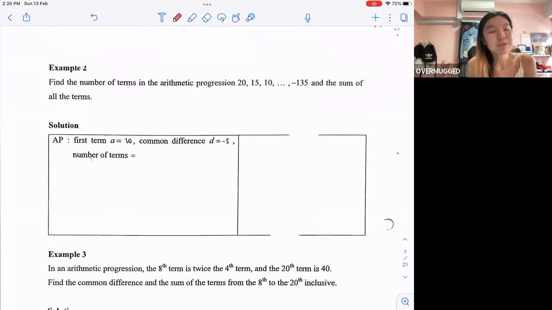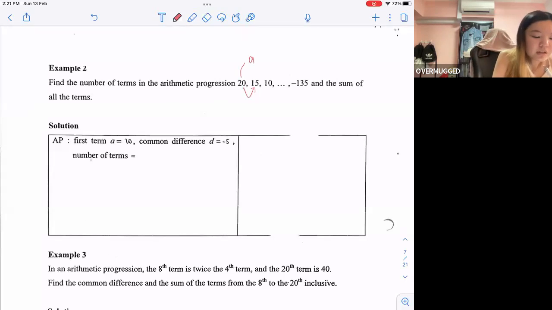Example 2. Find the number of terms in the arithmetic progression 20, 15, 10, and so on, and the sum of all the terms. So the first term is obviously 20. This is my A. Whenever I do an AP question, arithmetic progression question, I always try and identify all my terms first, like my A, my D, and what is the N that they're looking for. So my common difference is actually -5. First term is A, common difference is -5.